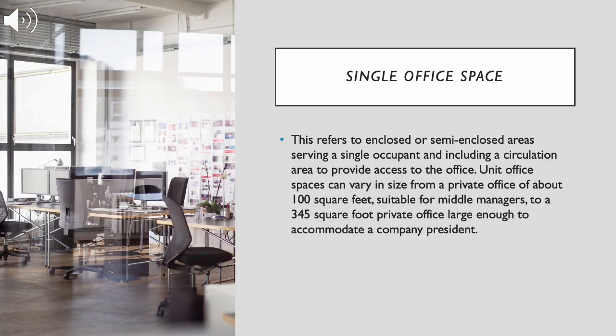Single office space. This refers to enclosed or semi-enclosed areas serving a single occupant and including a circulation area to provide access to the office. Unit office spaces can vary in size from a private office of about 100 square feet, suitable for middle managers, to a 345 square foot private office large enough to accommodate a company president.